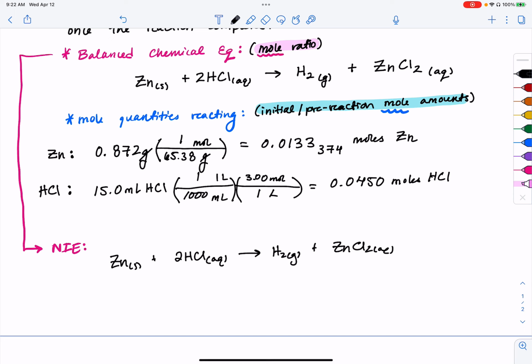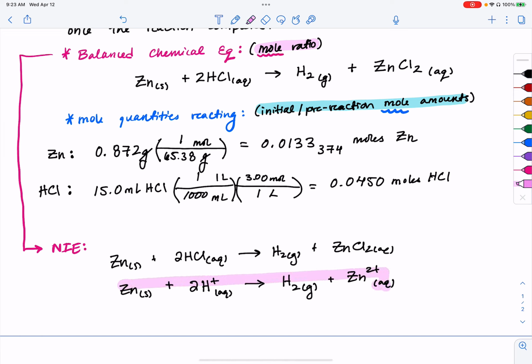So the net ionic equation then, you'll notice we'll have two chlorines that cancel, so this will be solid zinc. This is not zinc ion, so it will not cancel with the zinc that's over here. Coming together with two H pluses to yield H2 gas and zinc 2 plus ion. So this is the net ionic equation that we're going to use to do our stoichiometry.